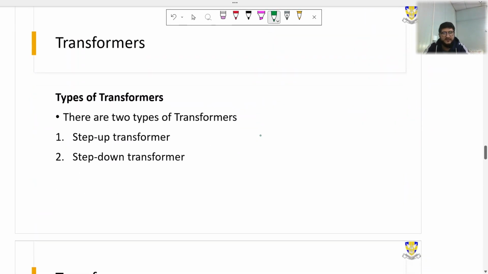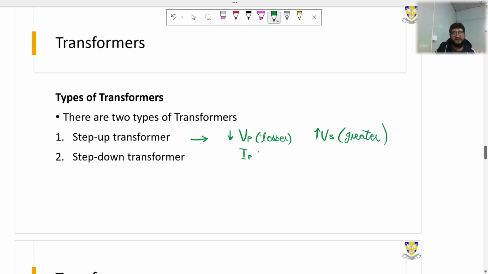Now let's talk about the types of transformer. Basically, there are two types of transformer. Number one is the step up transformer, the other is the step down transformer. So what is meant by step up transformer? It means that the primary voltage across this step up transformer is going to be lesser, and the secondary EMF across the transformer is going to be greater. Okay, so I think it would be good to represent it with an arrow. So it's going to be greater and it's going to be less. Now, when you talk about the current, IP is going to be greater over here, and IS over here is going to be less.